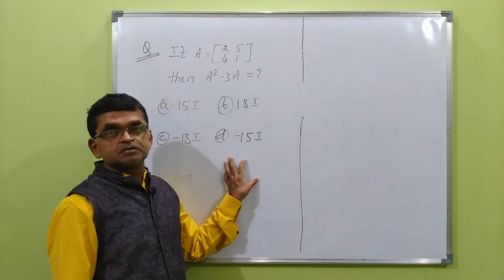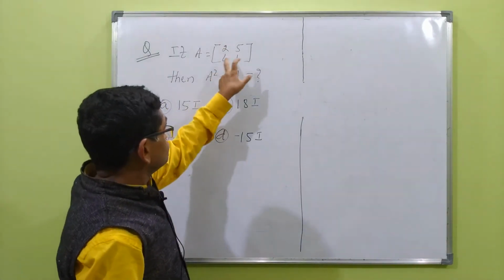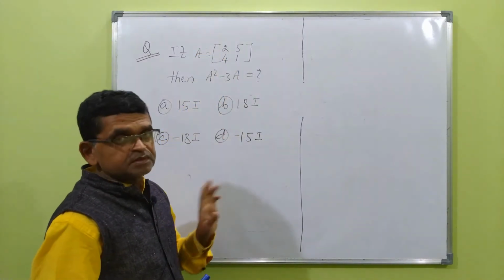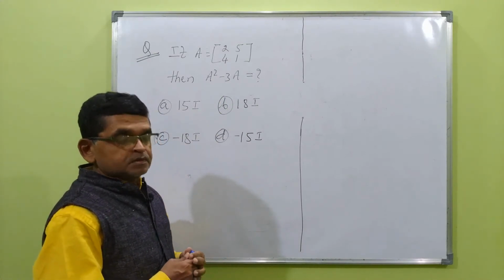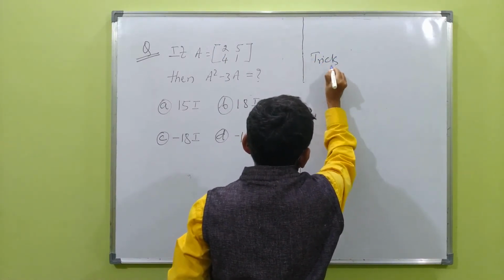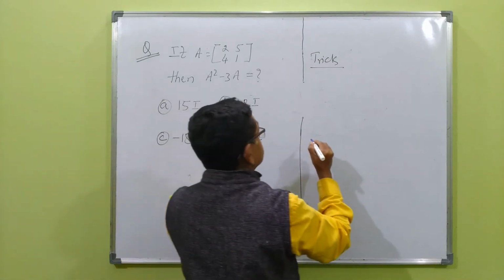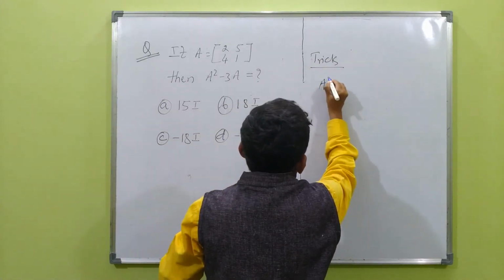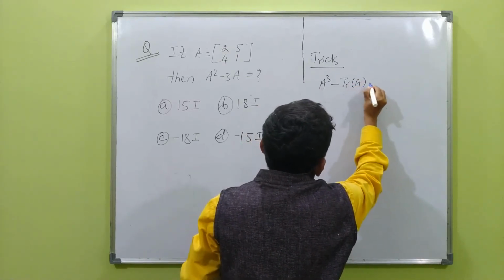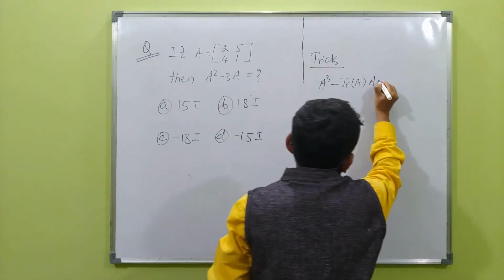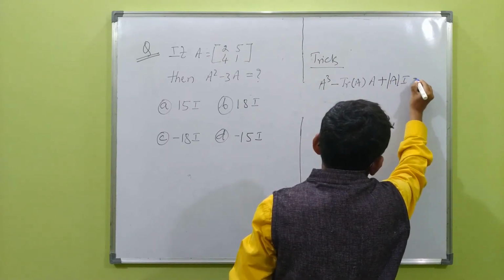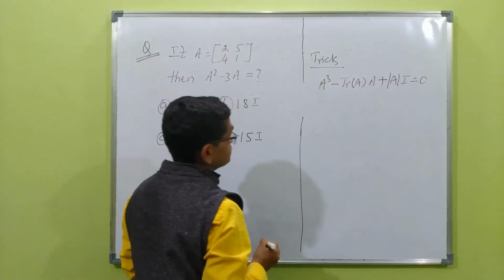This is also an asked question. A is 2541, a square minus 3a. If you solve this by the direct method, that is time consuming. The trick is, one rule is there, that is a square minus trace of A into A plus determinant of A into I is equal to 0.